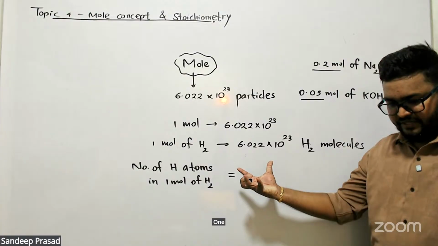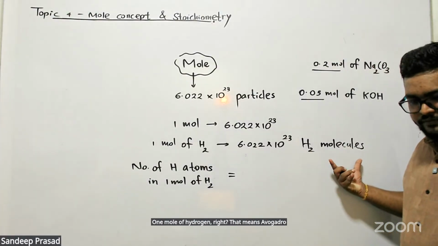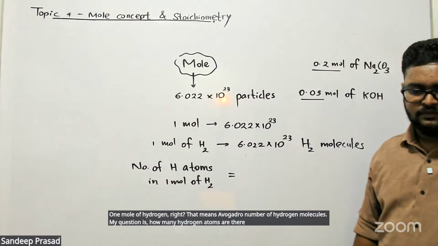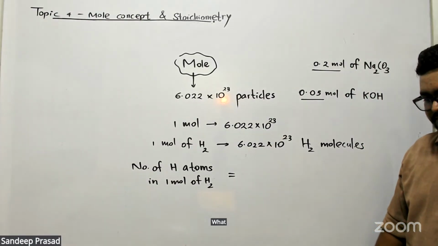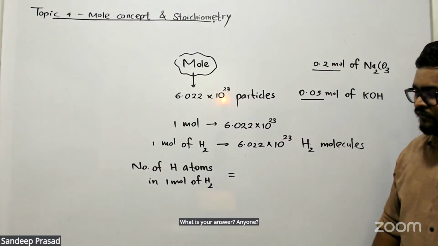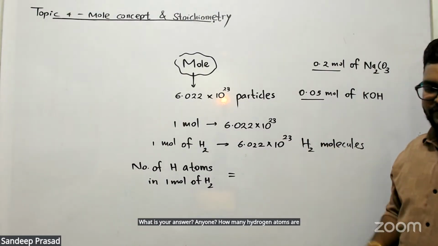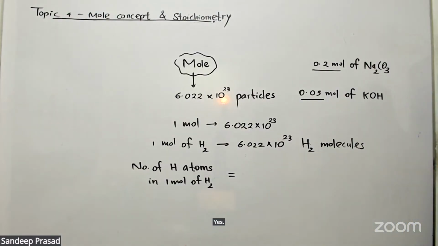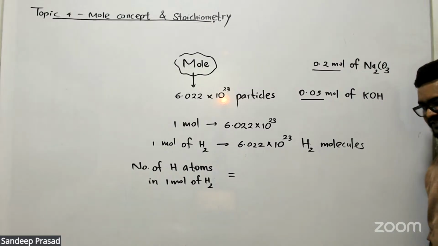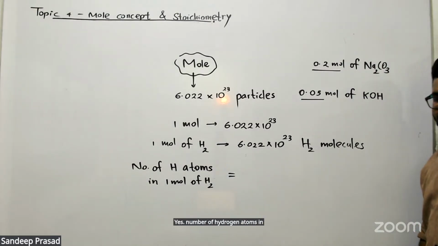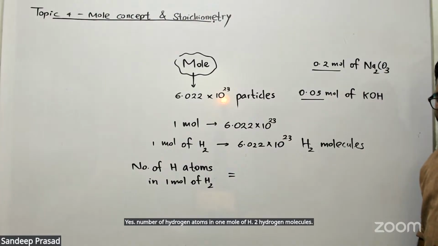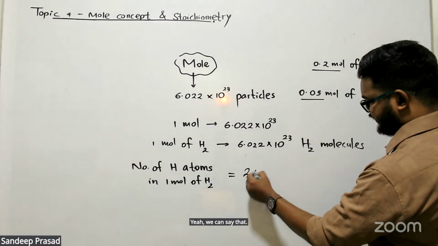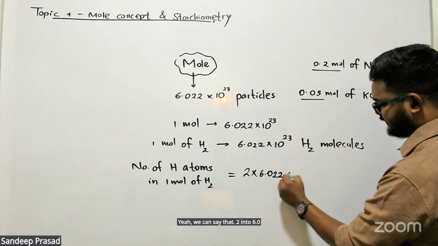1 mole of hydrogen means Avogadro number of hydrogen molecules. My question is, how many hydrogen atoms are there in 1 mole of hydrogen molecules? What is your answer? Anyone? How many hydrogen atoms are there in 1 mole of hydrogen? Number of hydrogen atoms in 1 mole of H2 molecules. So we can say that 2 × 6.022 × 10^23.